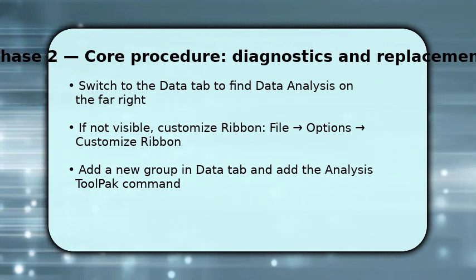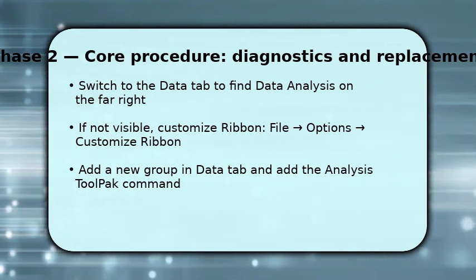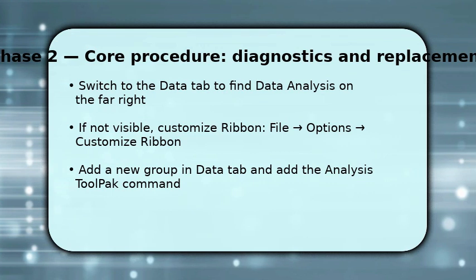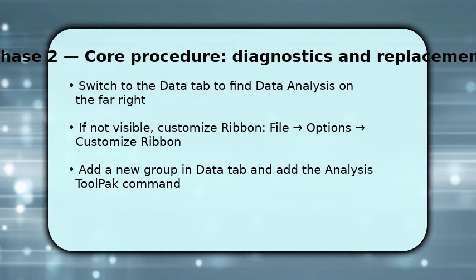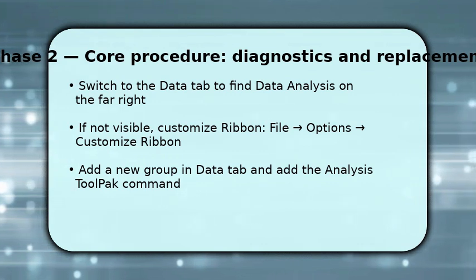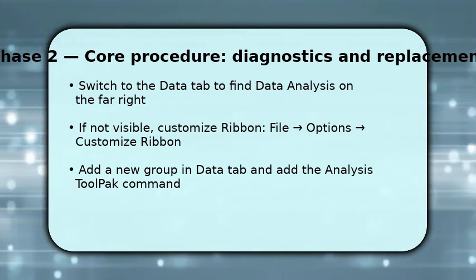From there, select the Data tab, add a new group, then choose Commands from All Commands, find Data Analysis, and add it into your new group. Doing this reveals the button, so you can run regressions, t-tests, histograms, and more.